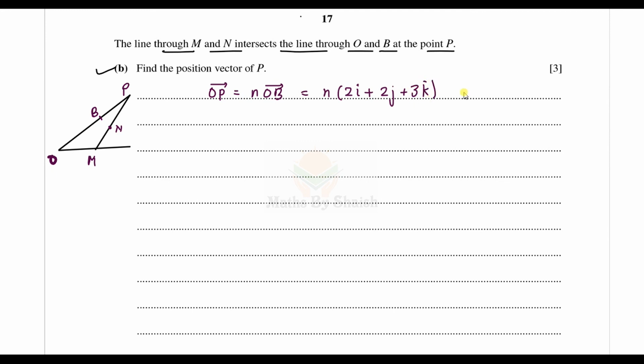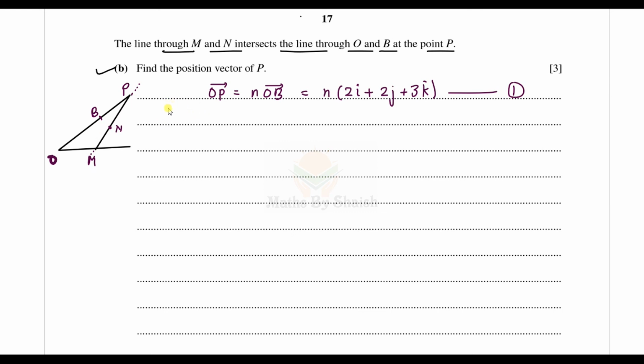Let's say it is equation number 1. This is one way to find OP, that is the position vector of P. But another way is, we know the equation of the line through M and N, the vector equation of this line through MN we have.